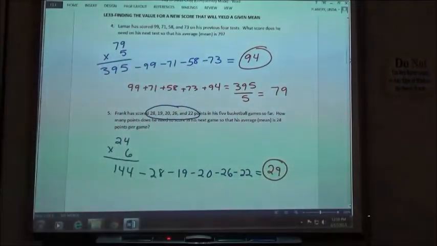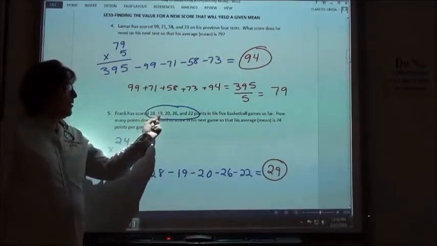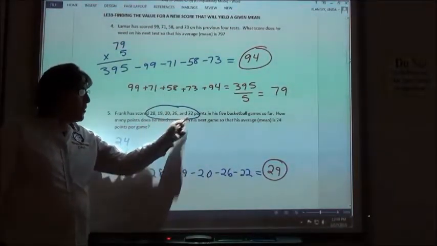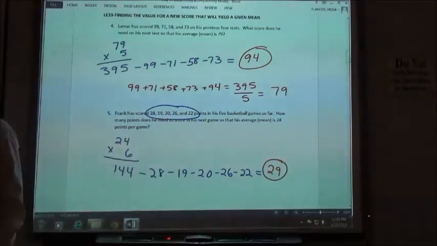Yep. All right. Assume if you both got the same answer, it must be right. So he has to get a 29 in his last game so that his average ends up being 24, because he only got 19 there and 20 there and 22 there, so he's got some points to make up on that last game.